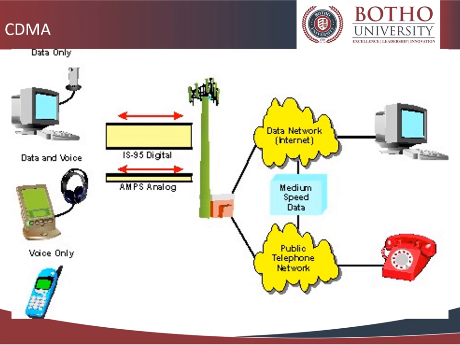CDMA is used as the access method in many mobile phone standards. IS95, also called CDMA 1, and its 3G evolution, CDMA 2000, are often simply referred to as CDMA. But UMTS, the 3G standard used by GSM carriers, also uses wideband CDMA or WCDMA as well as TD-CDMA and TD-SCDMA as its radio technologies.